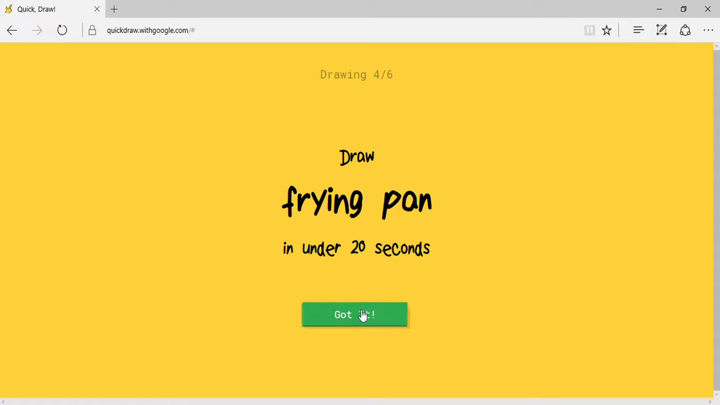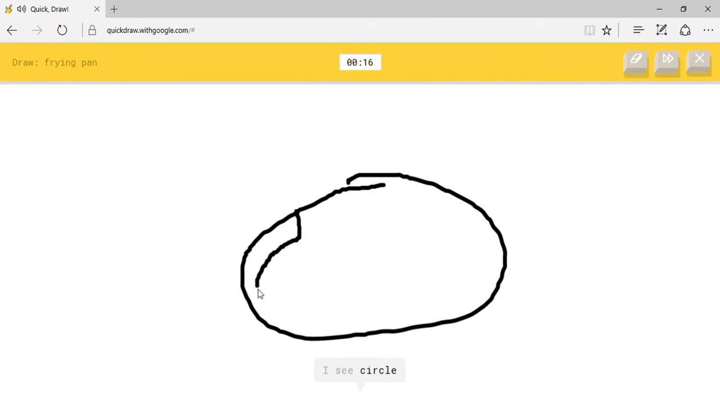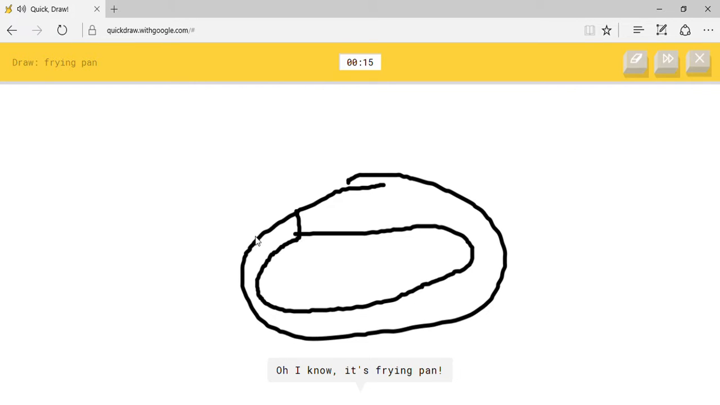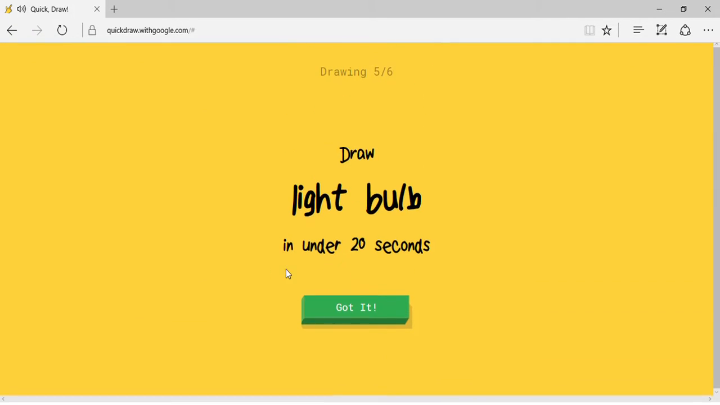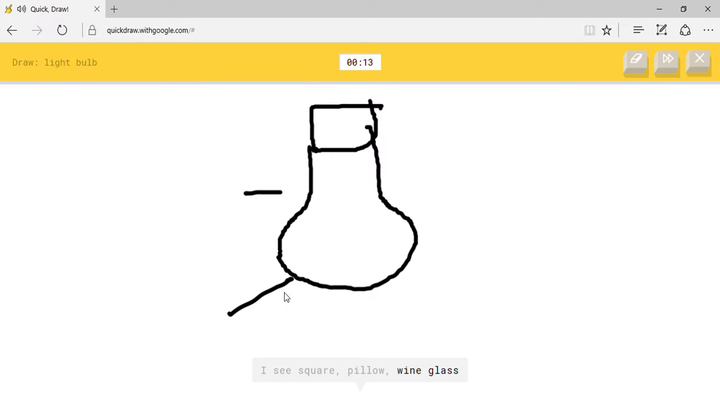Let's draw frying pan. Right there. I see circle, or potato. Oh, I know. It's frying pan. Light bulb. So, this one. I see square, or pillow, or wine glass, or telephone. And, I know. It's light bulb.